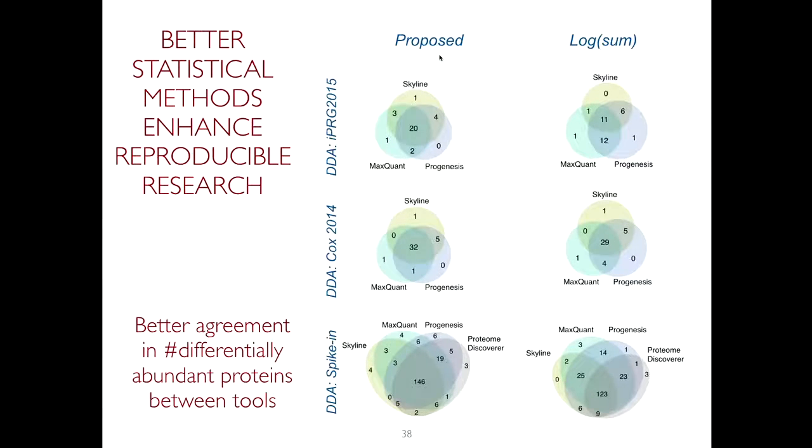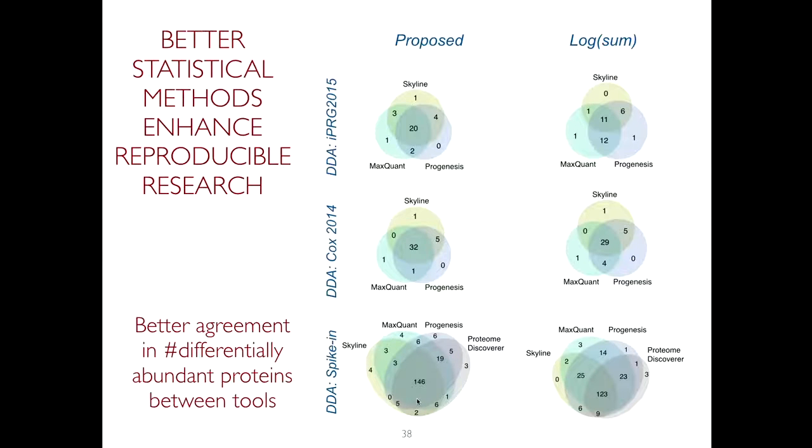However, if we do this extra modeling, then the intersection between processing and conclusions of different tools is better. And it turns out to be across the board. So for log of sum, for this data set, we go from 29 to 32 changes. Here we also increase from 123 to 146.